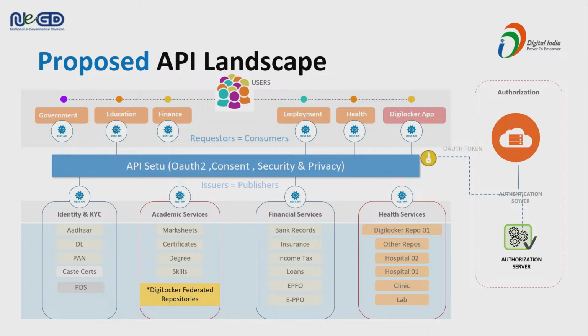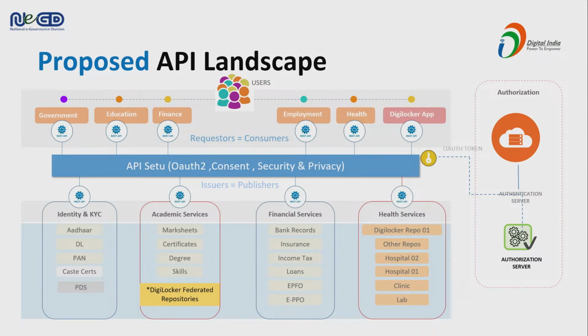So this is the proposed API landscape. Again, this is a more detailed version of the previous diagram, wherein on one side we have the requesters or consumers, and on the other side we have the issuers or publishers. And in between we have the API Setu gateway with the OAuth consent and security and privacy protocols in between. In addition to this, we have also introduced the consent-based access, wherein the APIs that are listed on API Setu are getting consent from the citizen in between, and as a result, the data flows in a consented manner.